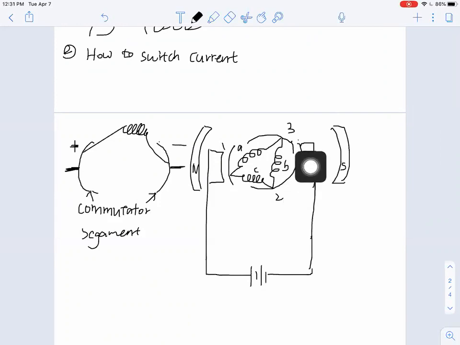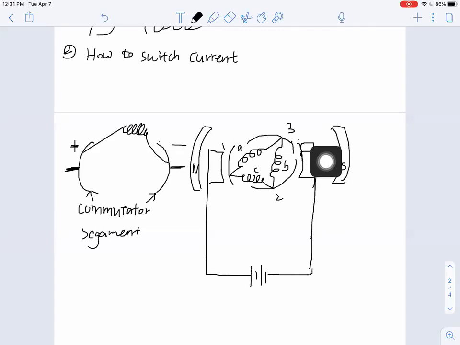They're conducting current, electric power. And so at this particular moment, 2 and 3 are contacting with the brush here. Let's look at coil B first. One end of coil B is connected with segment 3. Another end of this coil B is connected with this commutator segment 2. Both 2 and 3 are connected with the same brush, and this brush has the same voltage.